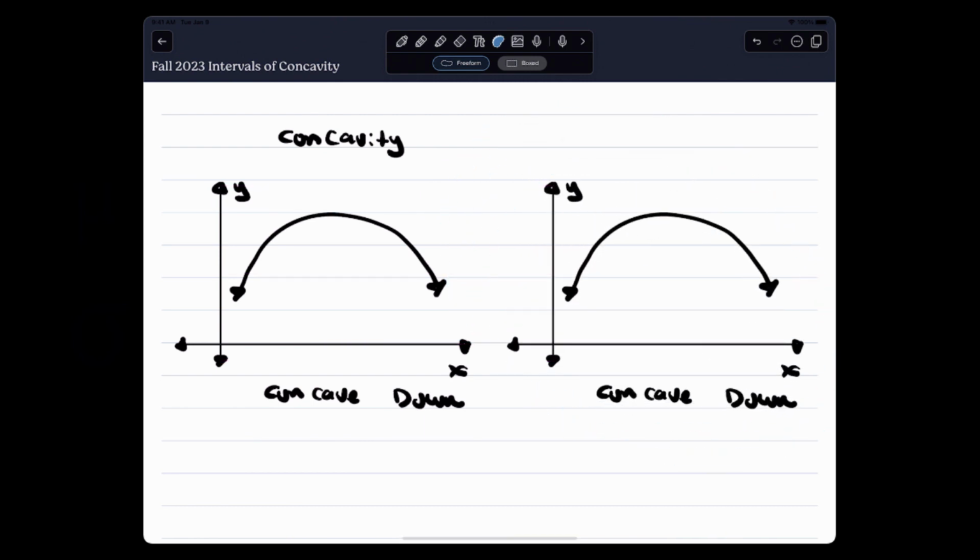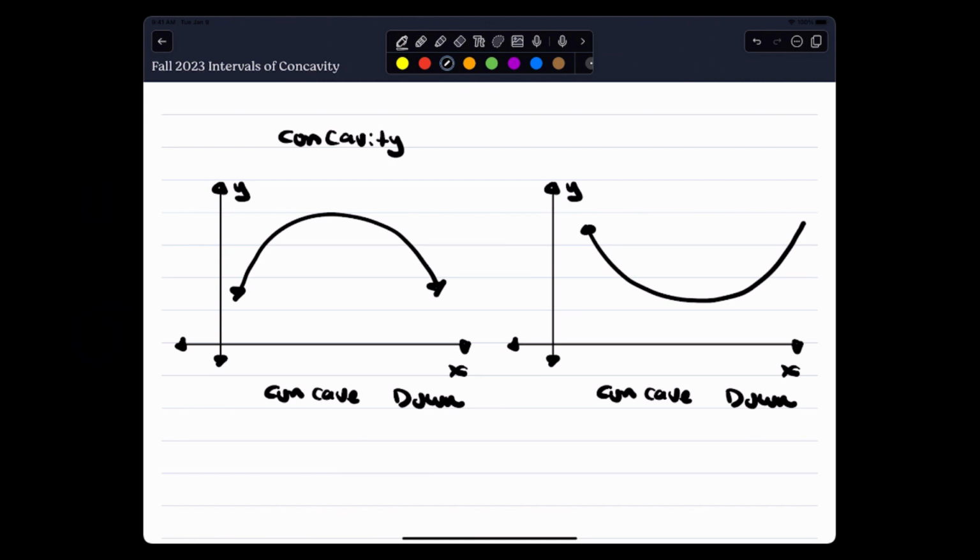And then this is what we call, I'm going to change the picture on you. Got to do a little smoother. Okay. This is what we call concave up. And then we're going to explain to you guys why here.